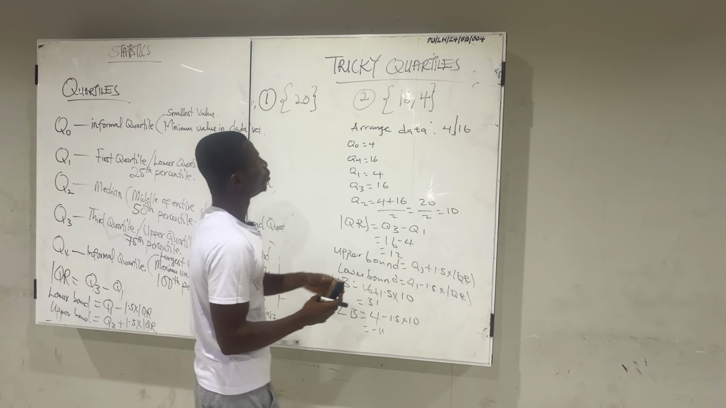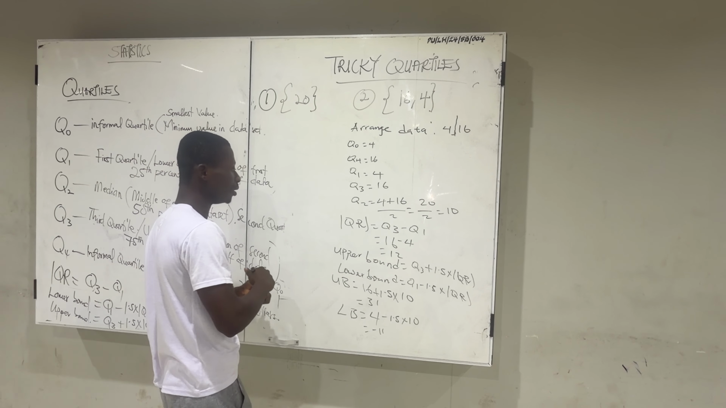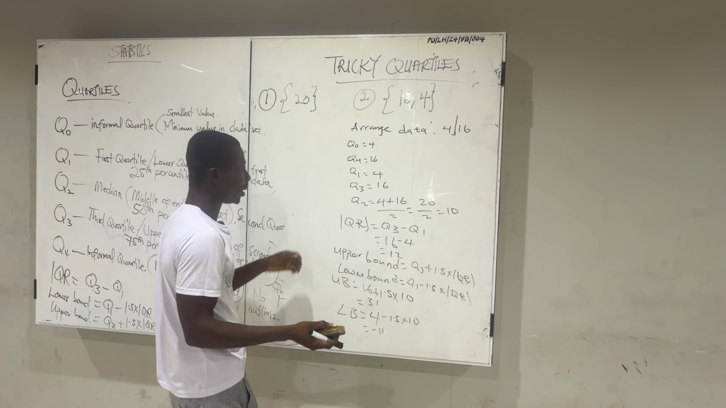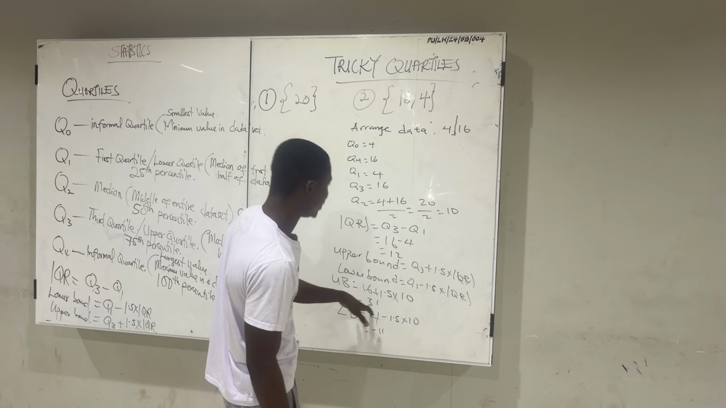So in determining your upper bound and your lower bound, this is not the answer. But you go to the data set and you check out the values which fall outside the lower bound and the values which fall outside the upper bound. That will be our lower bound and our upper bound values.